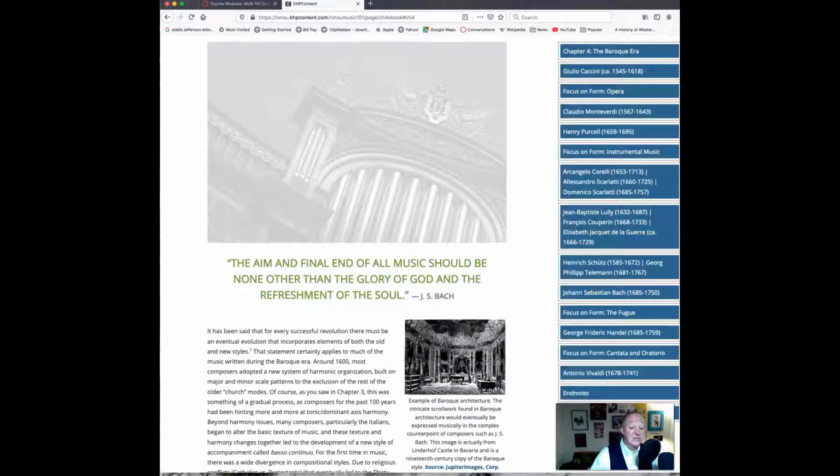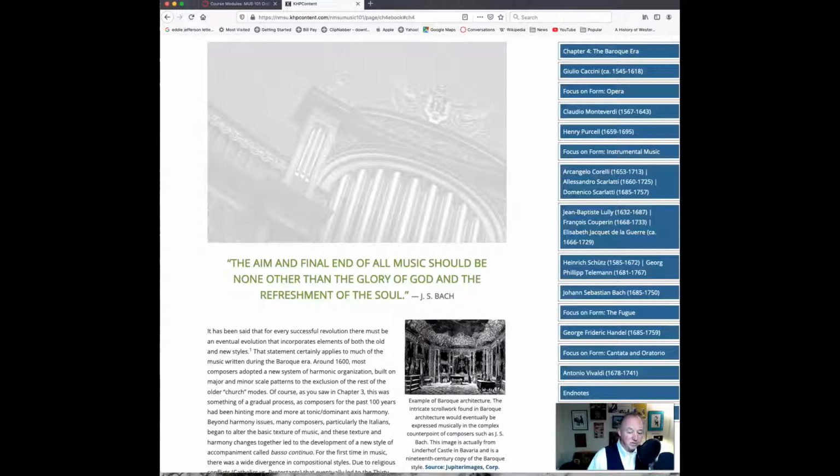And this is where texture starts to change too. Accompaniment styles change. Everything's pretty dramatic, and it happens in a relatively short period of time. Around 1600, we developed opera. We developed a new style, and that required new accompaniment techniques called basso continuo.